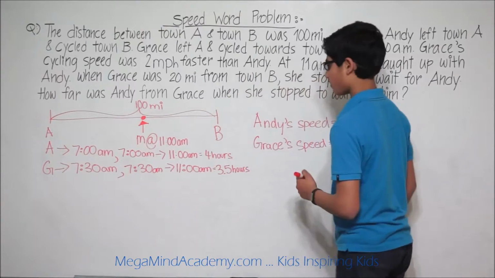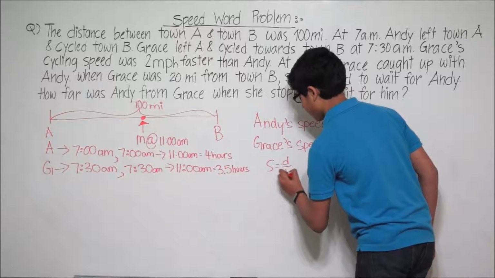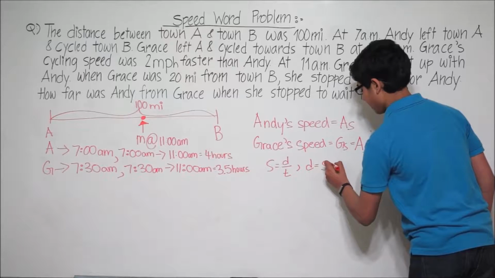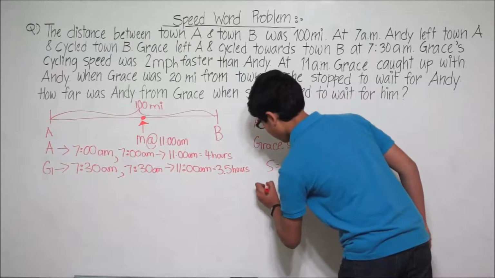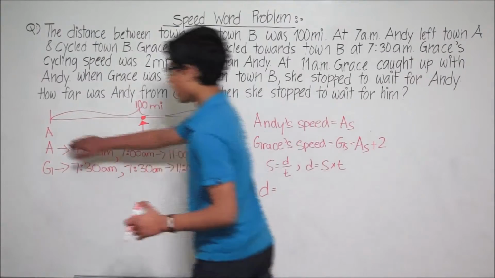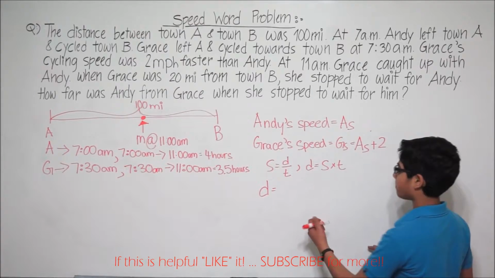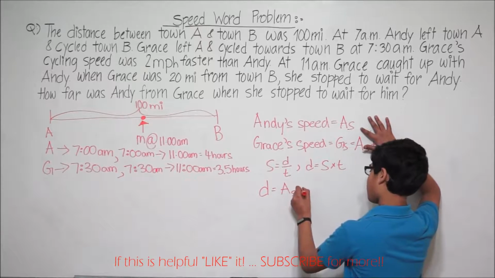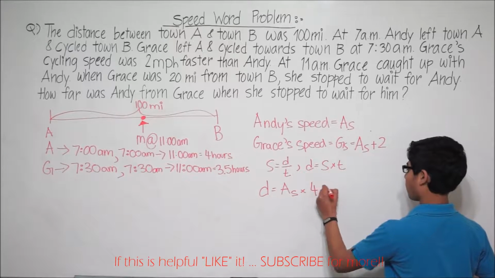Now, we know that speed is equal to distance over time. So this means that distance is equal to speed times time. Now, let's find the distance that Andy traveled from town A to where they met. So the distance, D for distance, is equal to the speed times the time. The speed is AS times the time, which is 4 hours. This is equal to 4 AS.